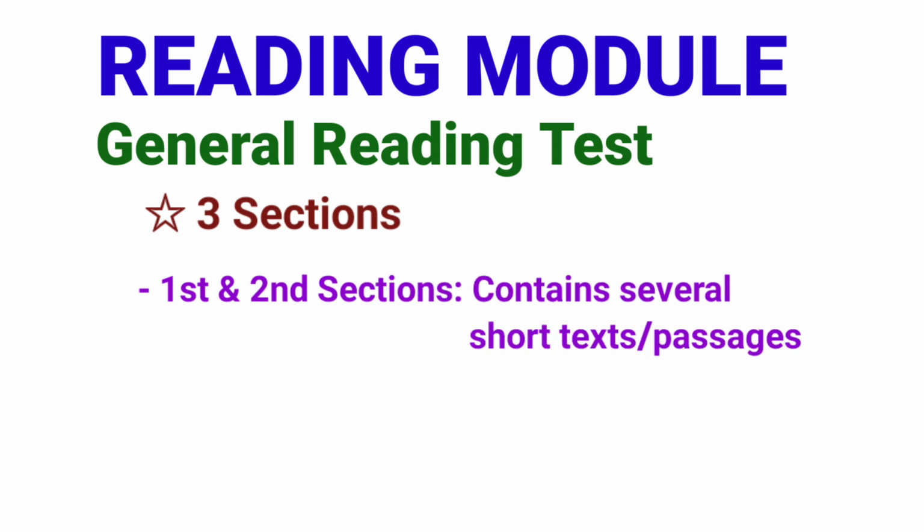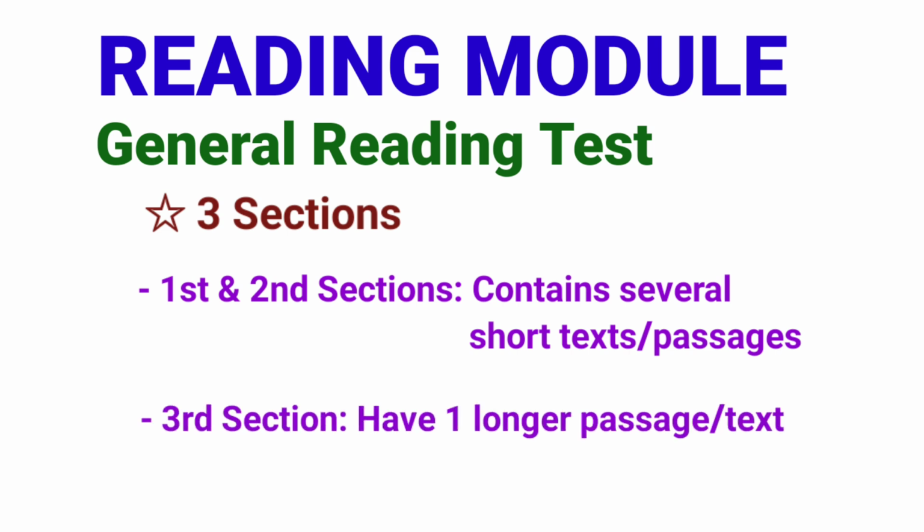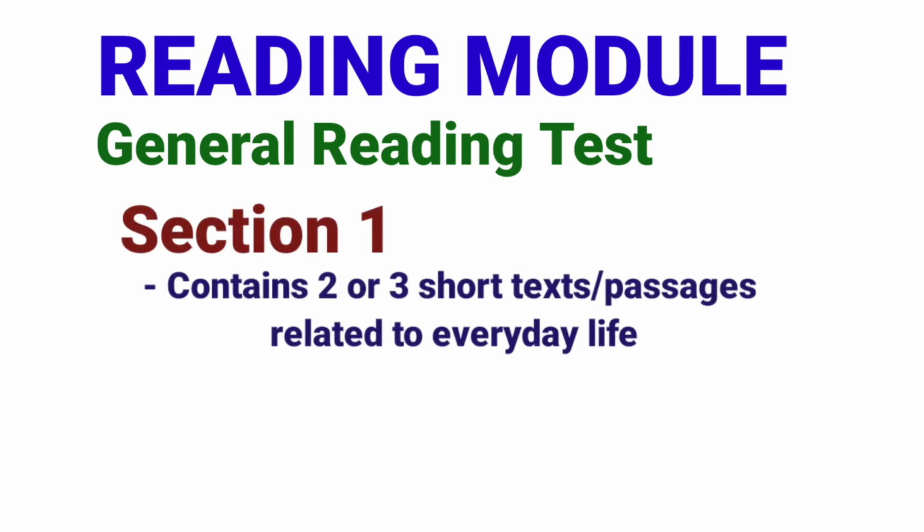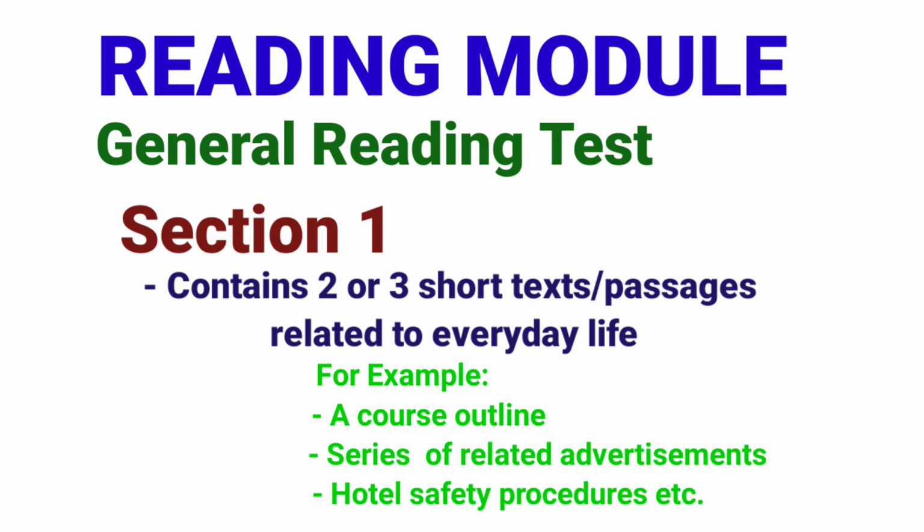General reading test. In the general reading test, there are 3 sections. The first 2 sections contain several short texts or passages rather than one longer one. The third section has one longer passage. Section 1 contains 2 or 3 short texts or passages related to social or everyday life. For example, a course outline, a series of related advertisements or hotel safety procedures, etc.